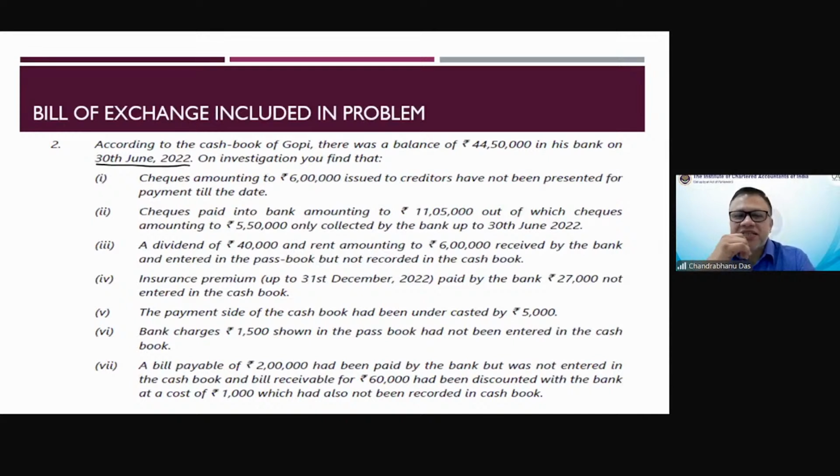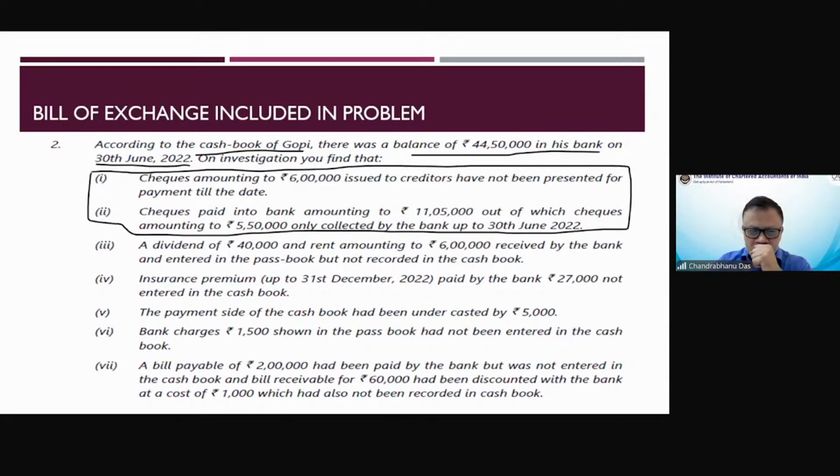So here we can see that there is a bill of exchange problem also. I have included it because, as I discussed in bill of exchange, they ask questions on it also. Can you identify? We have found check transaction to check transaction. Can you identify any error here? What are the errors here?